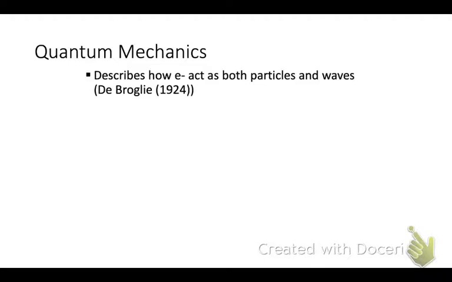Now, the problem with this model is that it was very simple because it only addressed the hydrogen atom. The hydrogen atom being the simplest atom, it only has one electron. So you can't get more simple than that.